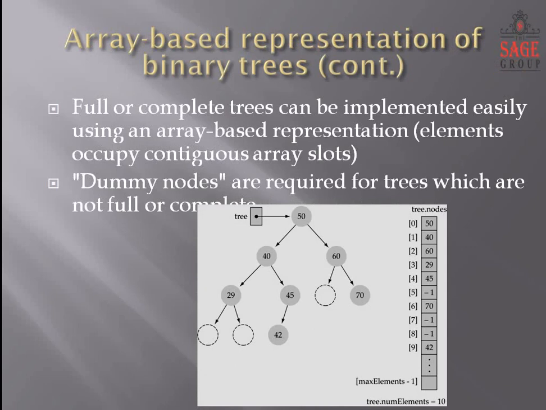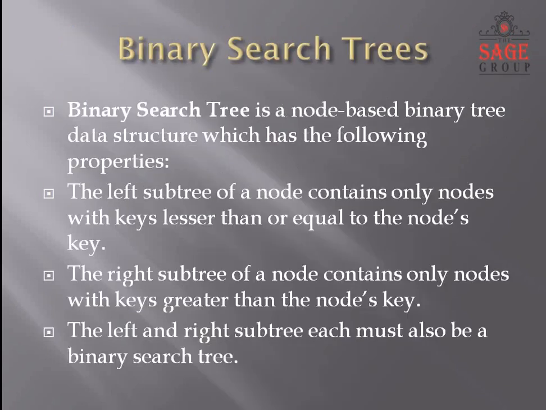Suppose it is not a complete binary tree, then we are going to represent the missing nodes with the help of dotted nodes, and wherever these dotted nodes come, their corresponding value in the array is stored as -1. Okay, so we have 50, 40, 60, 29, 45, -1, 70, -1, -1 and 42. This is how the nodes are stored in an array.